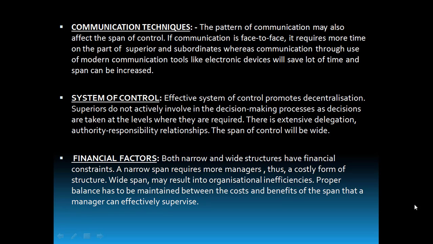Then next comes system of control. Effective system of control promotes decentralization, like we discussed earlier. The superior is not actively involved in the decision making process, as decisions are taken at the levels where they are required, because here the decision making power is delegated to the subordinates too. They have the power to take decisions. So there is extensive delegation, authority, responsibility relationship in this system. When this is applicable, the span of control can be wide.